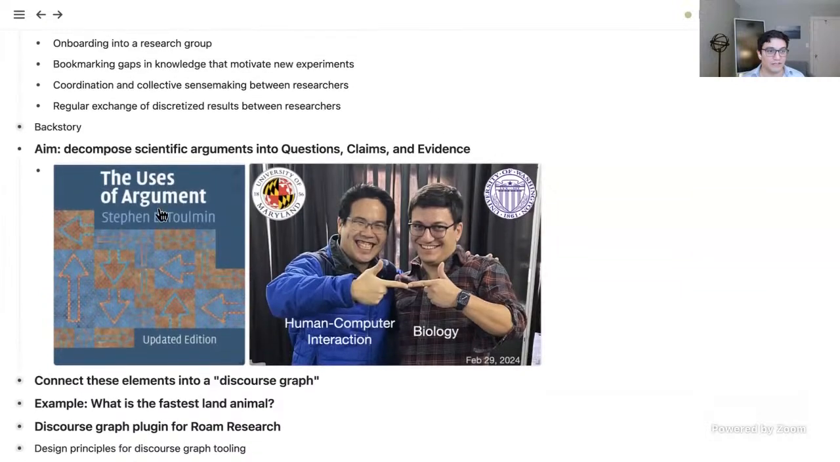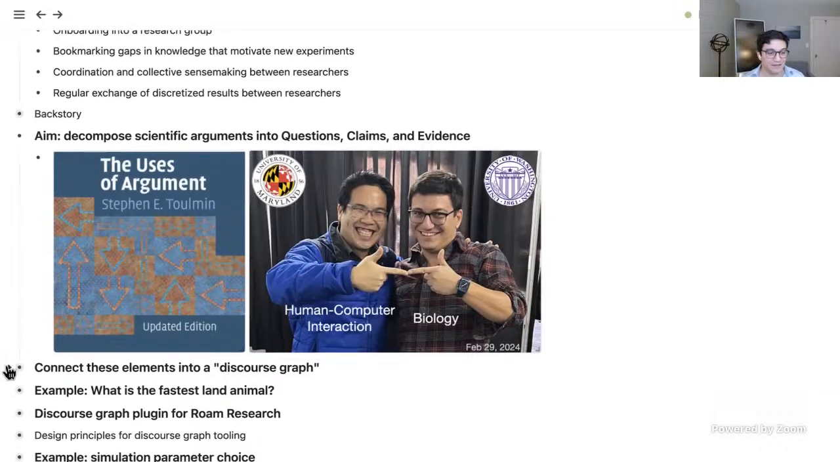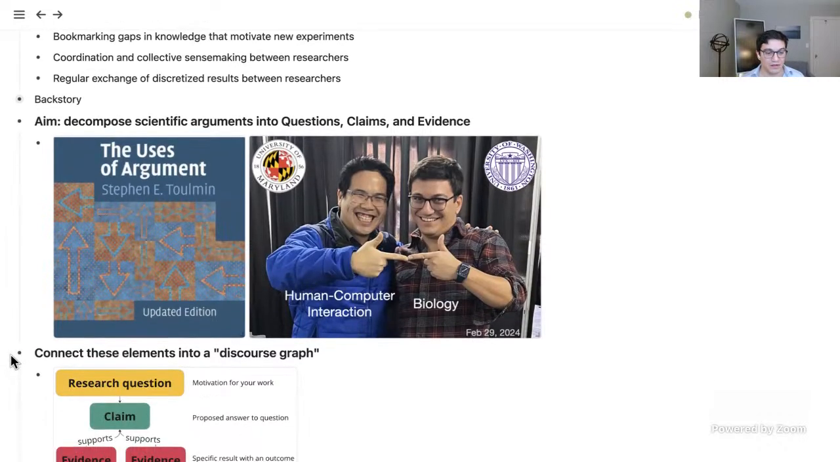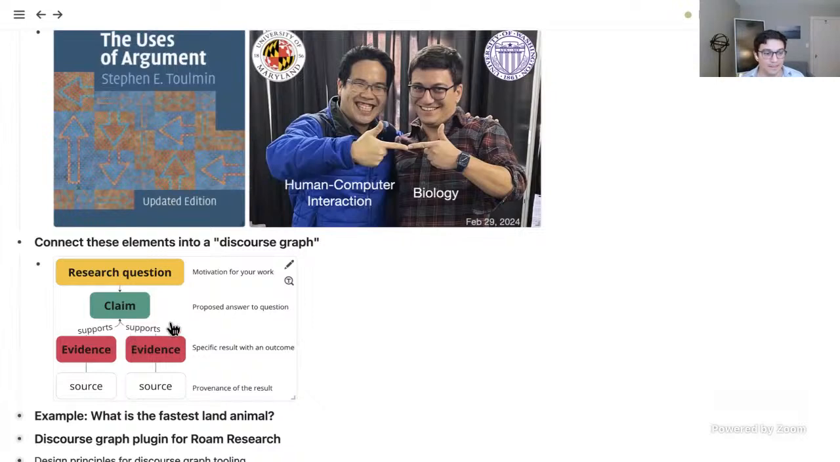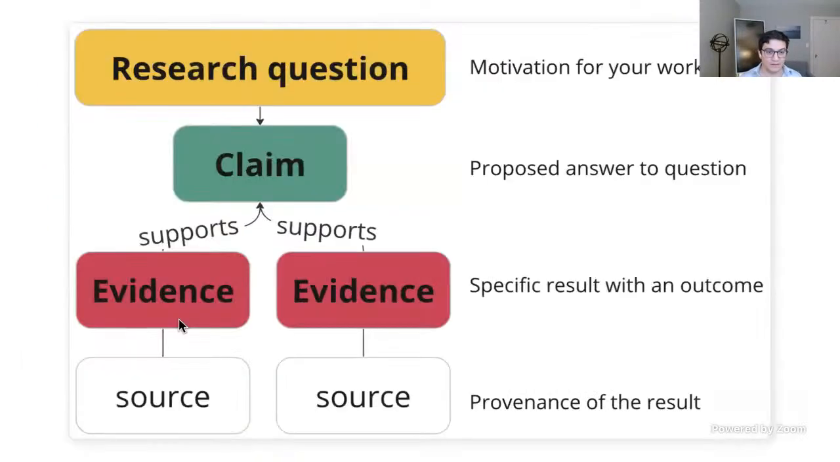Okay, so once we've decomposed the scientific process into questions, claims, and evidence, we then connect these elements into a graph, which we call a discourse graph. So this is the core model from which we'll be organizing our research. So what is a discourse graph?